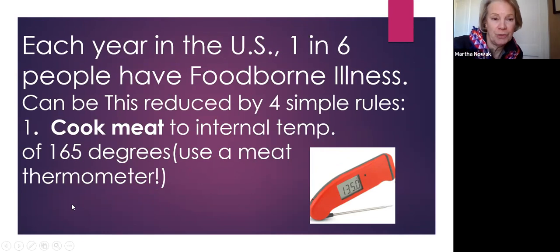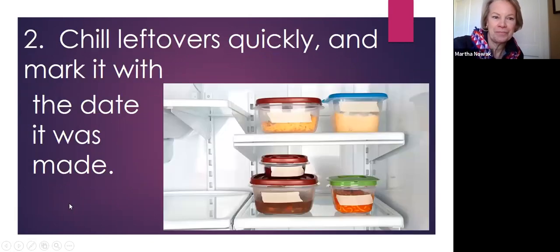You can cook your meat to an internal temperature of 165 degrees, use a meat thermometer, and so many of them are digital, and you don't have to worry about breaking the glass, and it's got a little probe on the end of it, and it just folds out and goes right into the center of the meat, and it can tell you what the temperature is. So you're actually cooking those pathogens so they're no longer going to harm you.